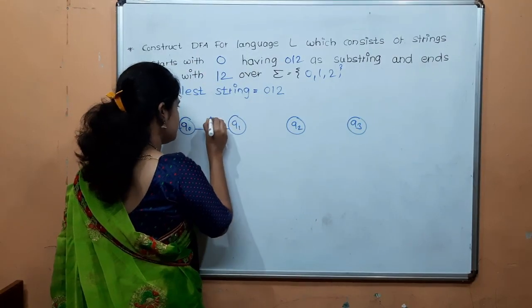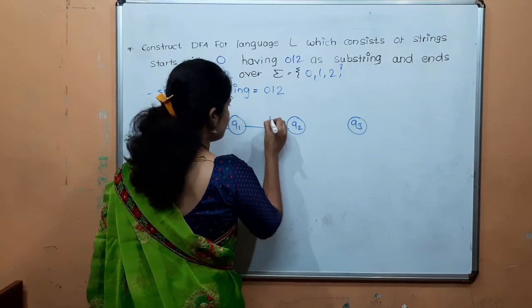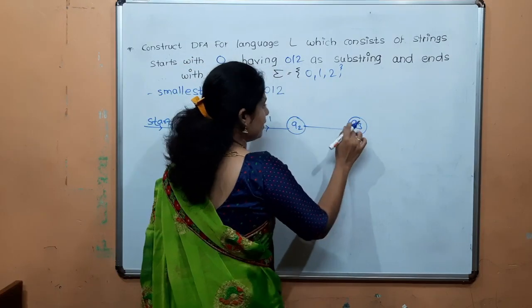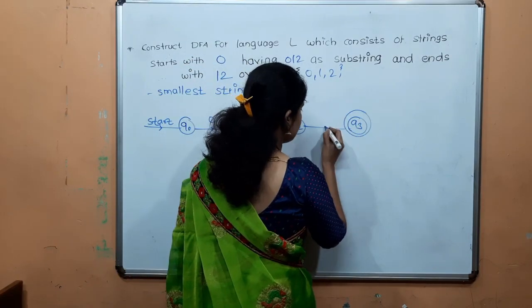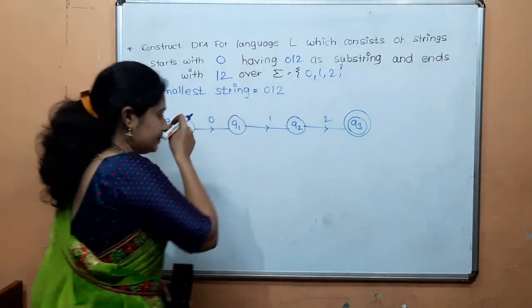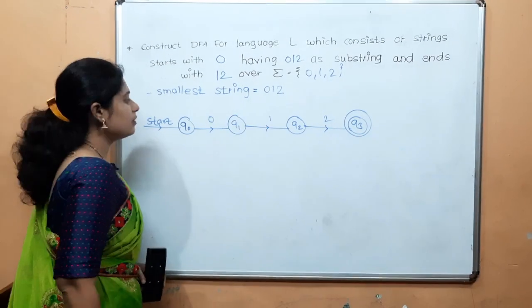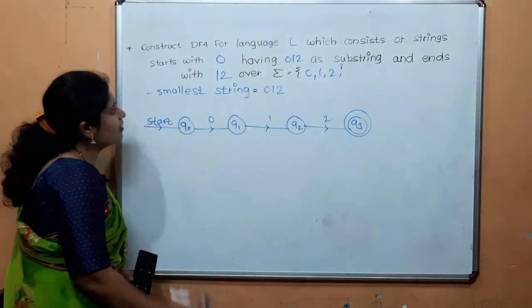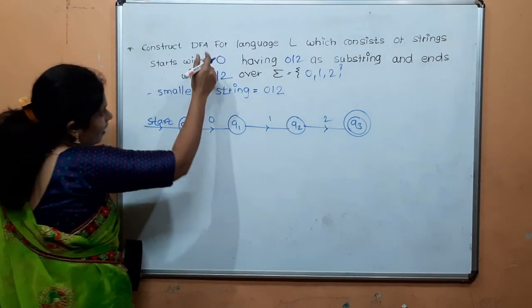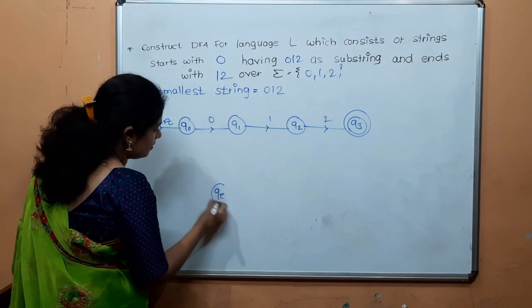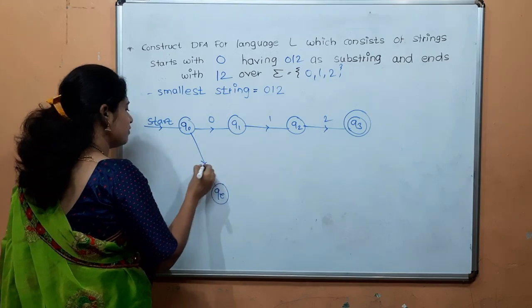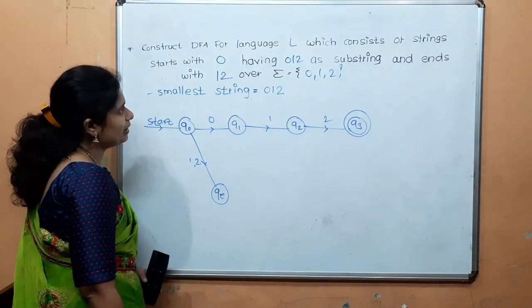See, 0, 1, and this is the final state, 0, 1, 2. Okay, now see here, first we have to check starts with. If a string starts with 1 or 2, it will be invalid.